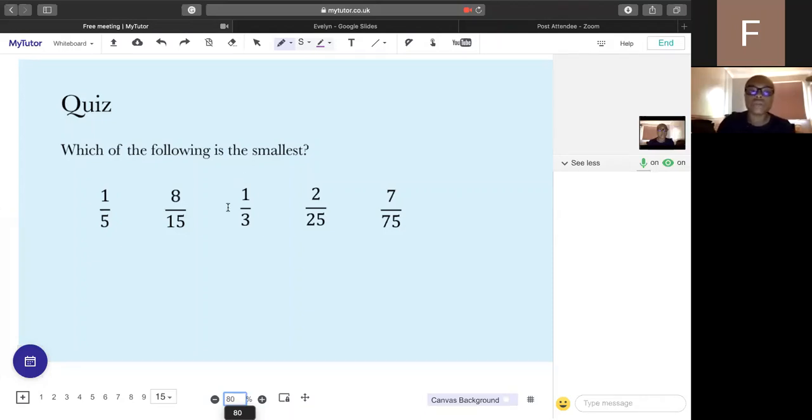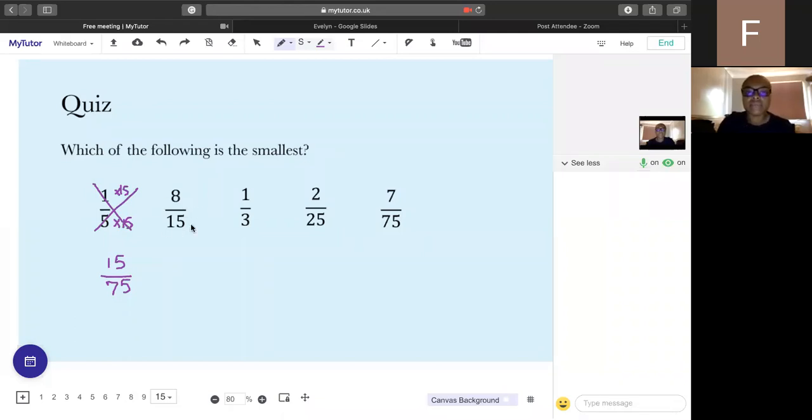So to get to 75 from 5, you need to multiply by 15. So we're going to do 5 times 15 and 1 times 15 here. So we've got 15 over 75. Now, we already can tell that 15 over 75 is much bigger than 7 over 75. So obviously this one can't be the smallest one. So we can cross that one out.